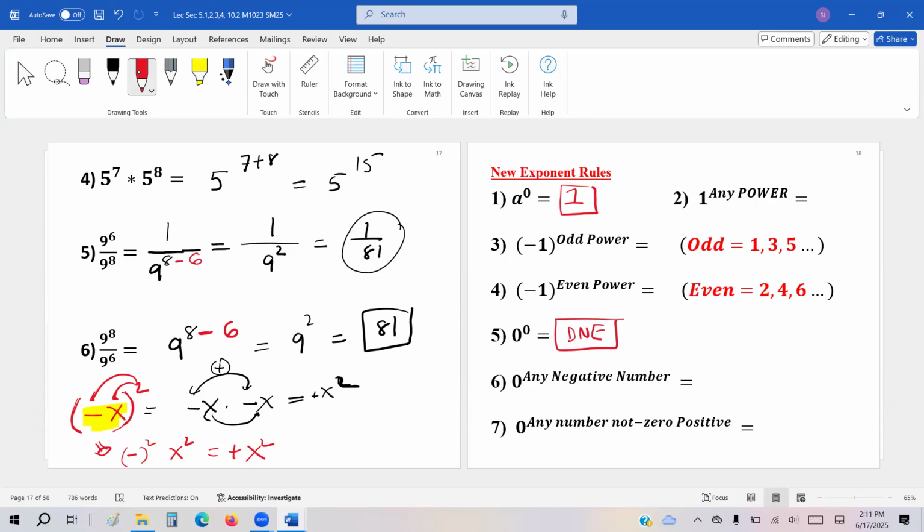And now 1 to any power. 1 to the negative power, 1 to the positive power, 1 to the fraction power, 1 to the decimal power, 1 with anything. What is that? 1. So 1 is the most generous number. It doesn't have a problem.